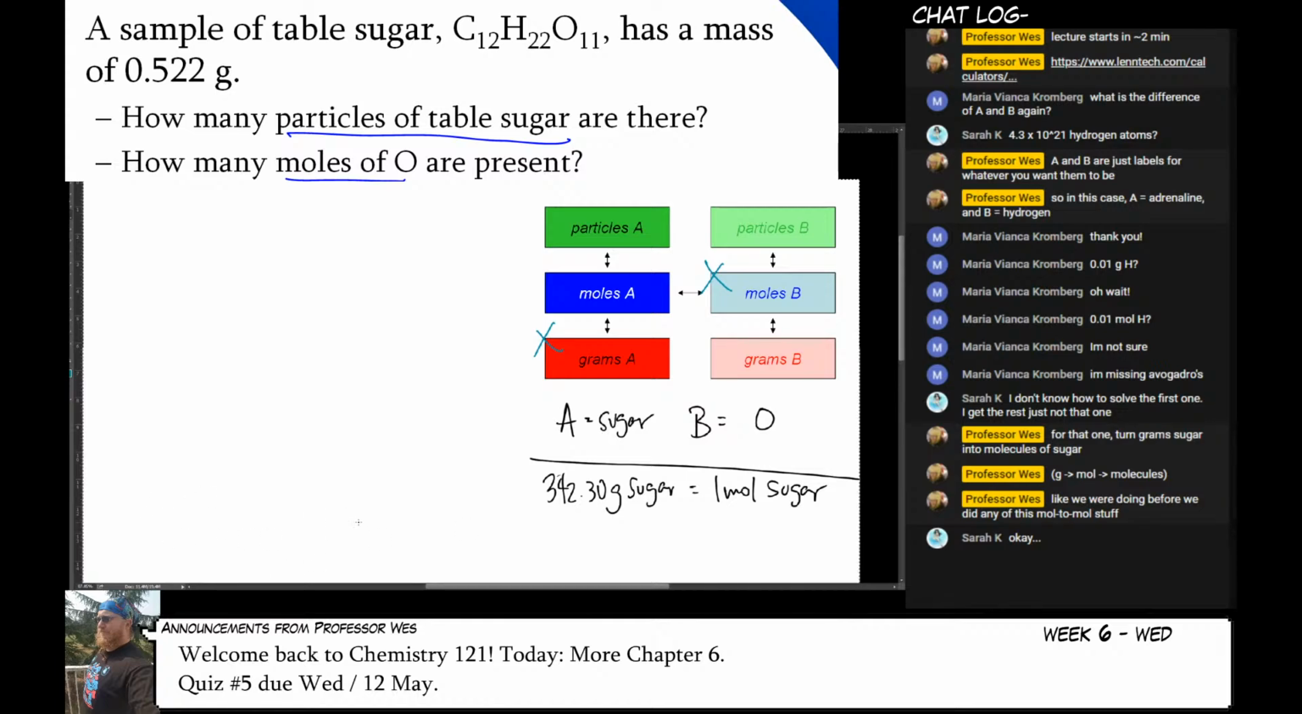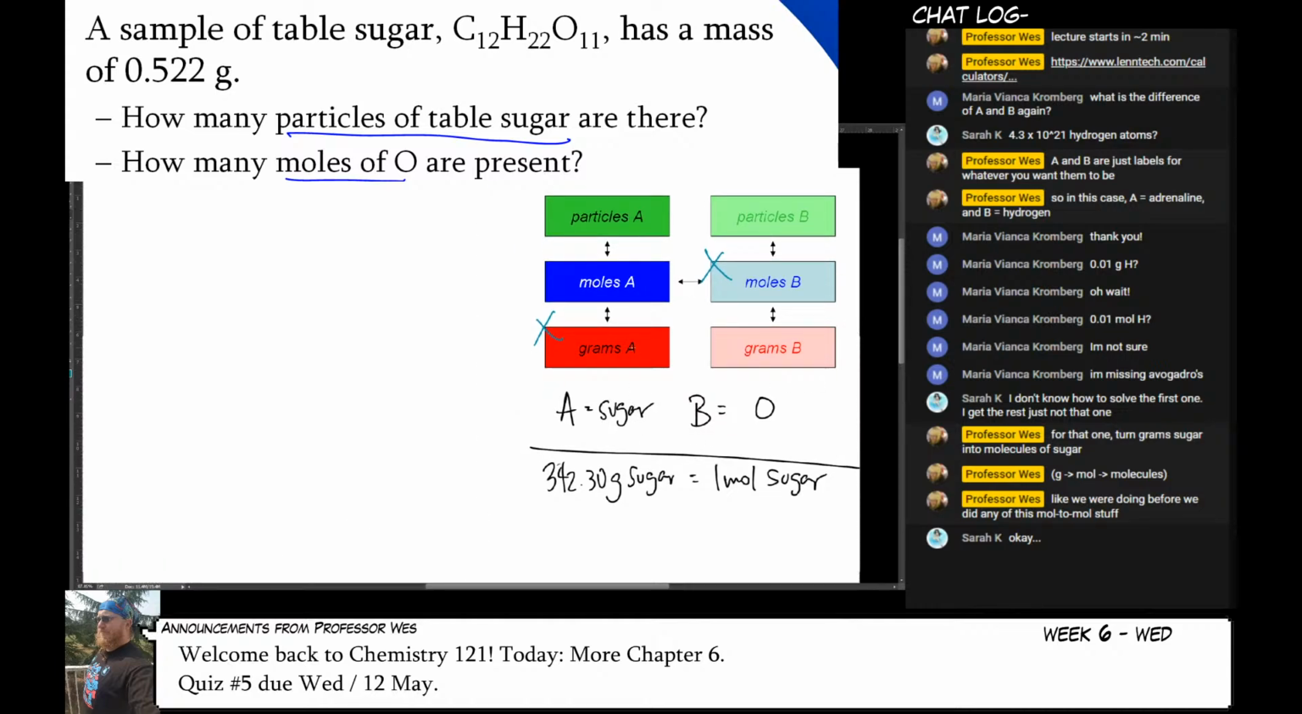Now when I erase everything, those things will just stay there, which will be kind of nice. Then I'm going to turn moles of sugar into moles of oxygen. In a sugar molecule, how many moles of oxygen are there in a mole of sugar molecules? Well, according to the formula, there are 11 oxygens per molecule. So in a mole of molecules, there'd be 11 moles of oxygen. And that'll tell us how many moles of oxygen are in the sample.